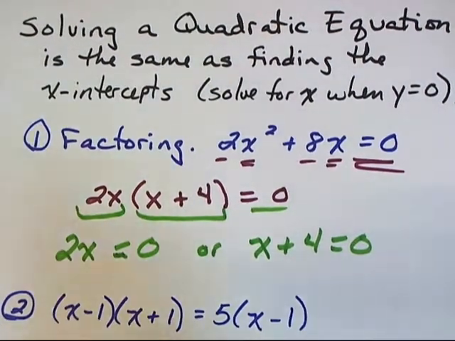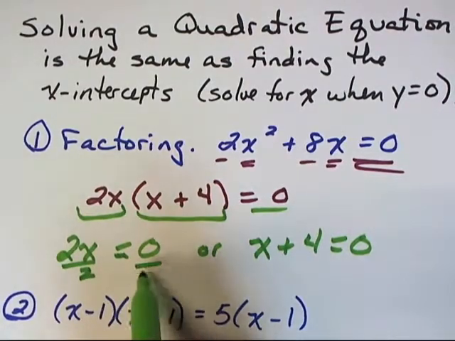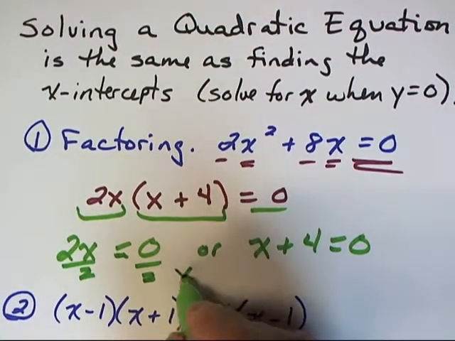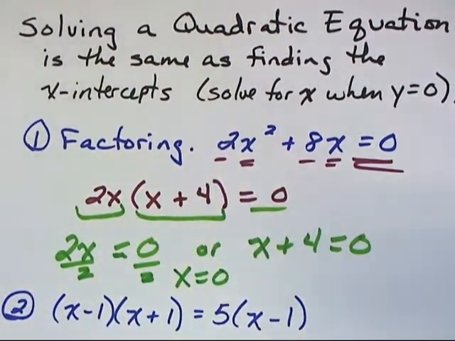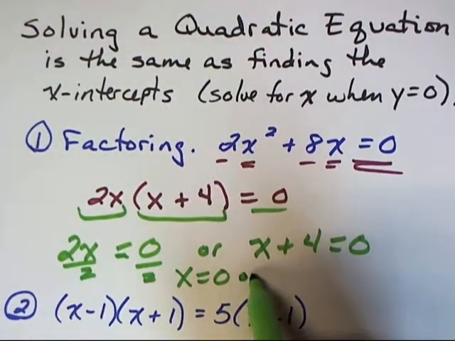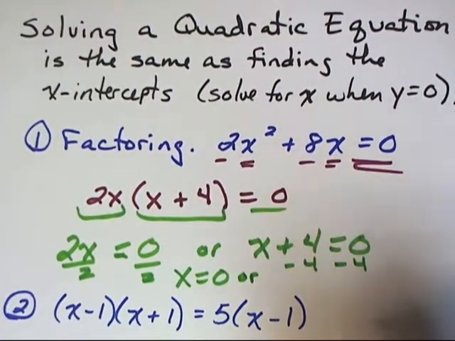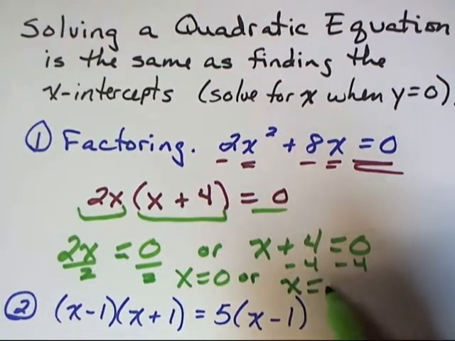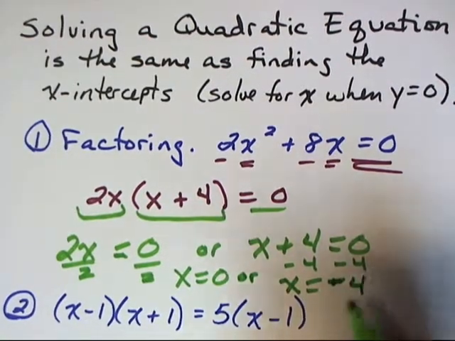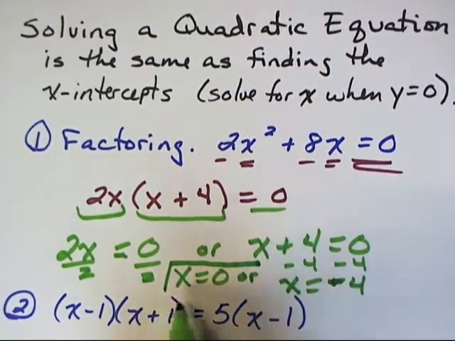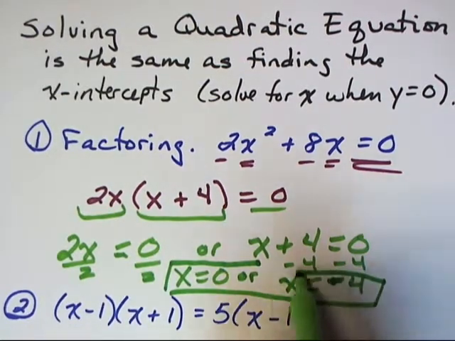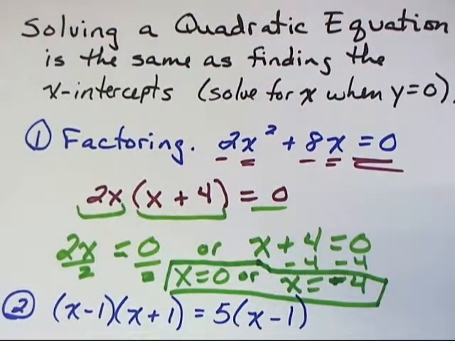The first one I solve by dividing both sides by 2, and 0 divided by anything is 0. And the second one I solve by subtracting the 4. Whatever I do to one side, I do to the other side. So I get my two solutions of x equals 0 or x equals negative 4.